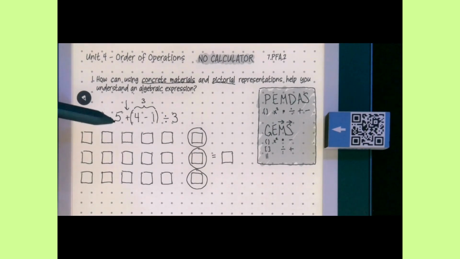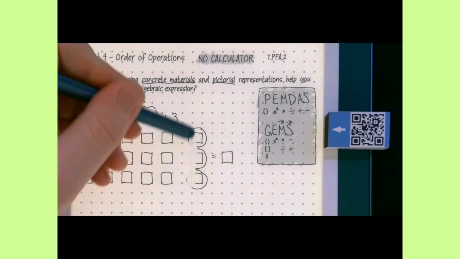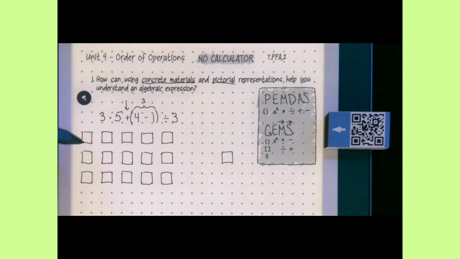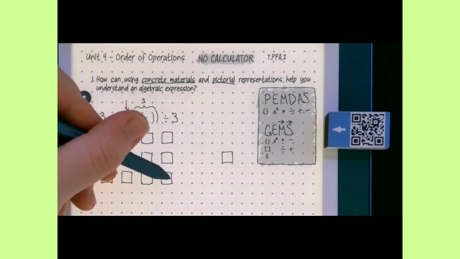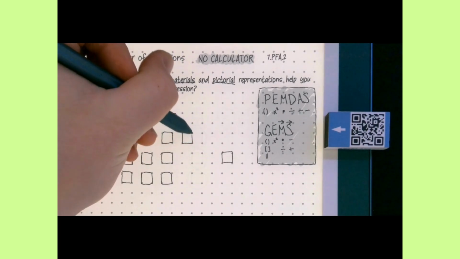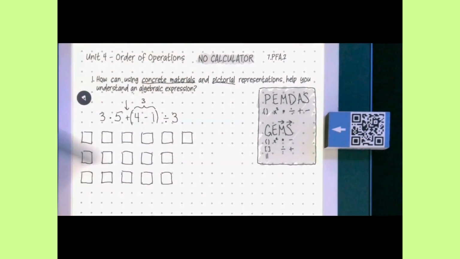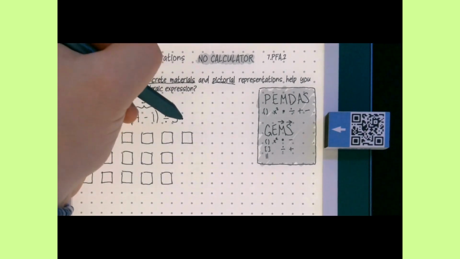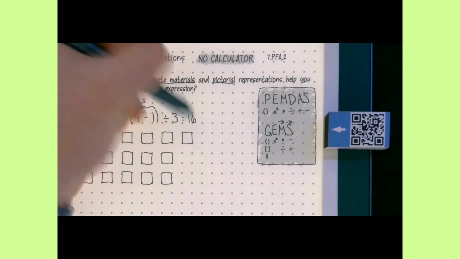So then I had 15 plus whatever this gave me. So I'm going to go ahead and get my 3 divided by 3 out of the way because that gave me 1. So I had 3 times 5, which gave me 15, and then they want me to add that 1 to it. So if I add the 1 right there, now I have 1, 2, 3, 4, 5, 6, 7, 8, 9, 10, 11, 12, 13, 14, 15, 16. So 3 times 5 plus 4 minus 1 in parentheses divided by 3 equals 16.